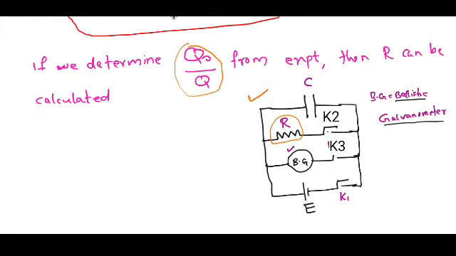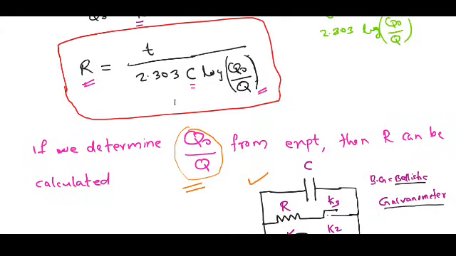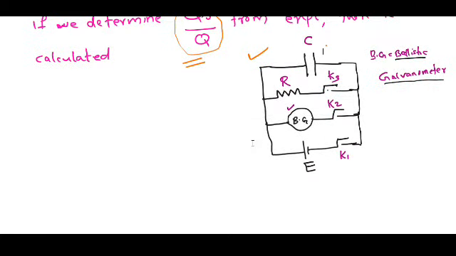Let us proceed to how to calculate the Q0 by Q from the experiment. Then after getting this value, we can substitute it in this expression and easily find out the value of the resistance. The value of C is a known factor because we know how much capacitance is used in this experiment. Now let us go to the procedure to find out Q0 by Q.